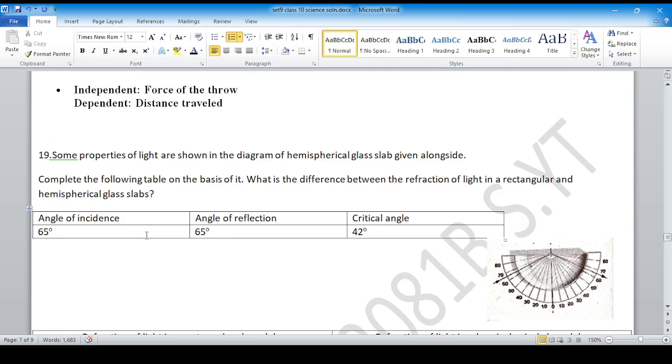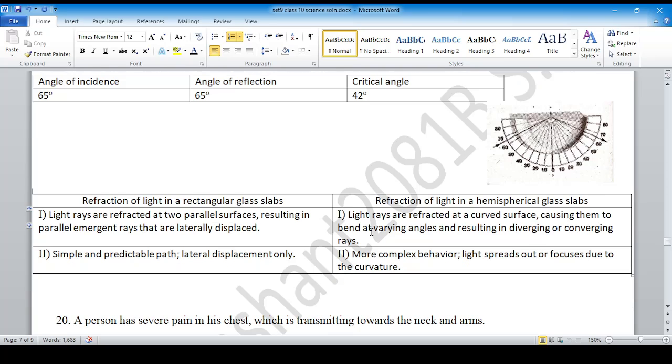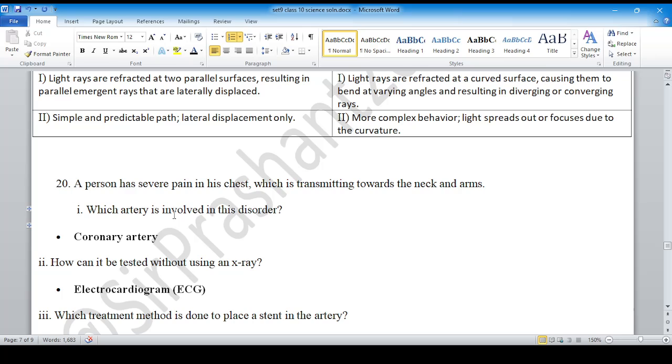For question number 19, according to the figure, we have 65 degrees for the incidence and 65 degrees for the reflection, and the critical angle for glass is always 42 degrees. It never changes for the given material. Refraction of light in a rectangular glass slab and refraction of light in a hemispherical glass slab, you can see the differences. And for question number 20, you can see the answer.